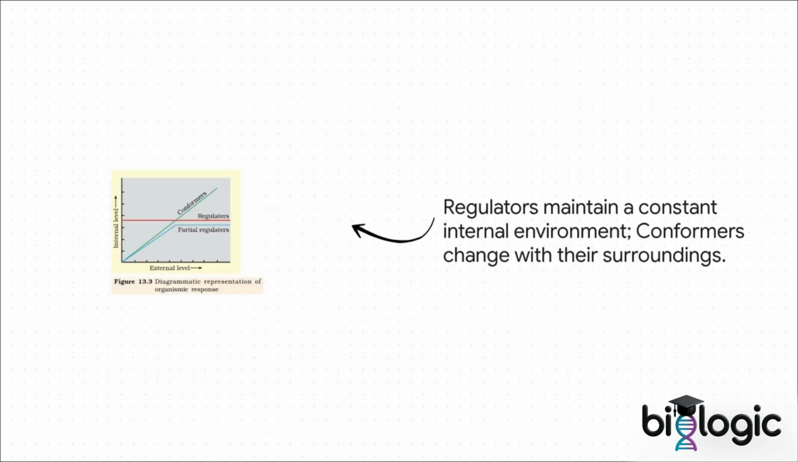Now, this graph shows the two main strategies for dealing with all that. See the flat line? That's a regulator. They work hard to keep their internal environment constant no matter what's happening outside. But then look at the diagonal line. That's a conformer. Their insides just change along with the outside. Now here's the absolute key takeaway for NEET. Listen up. Being a regulator takes a ton of energy. It's super expensive. And that's exactly why over 99% of animals are conformers. It's just a much, much cheaper way to live energy-wise.